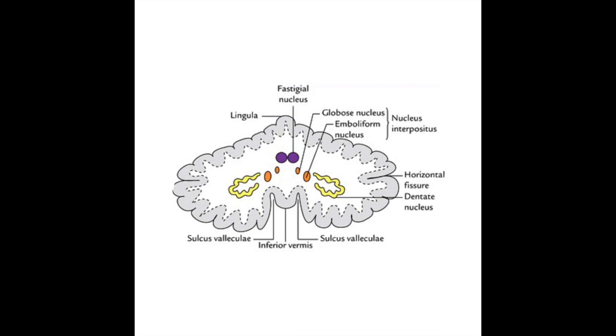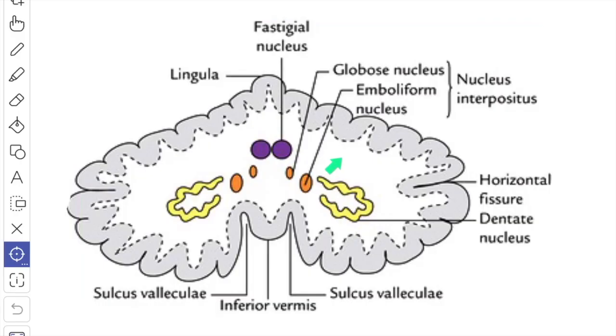Hence, it receives the afferent fibers from the flocculonodular lobe and conveys the efferent fibers to the vestibular and the reticular nuclei. The vestigial connections influence the extensor muscle tone. Next we'll see about the white matter.